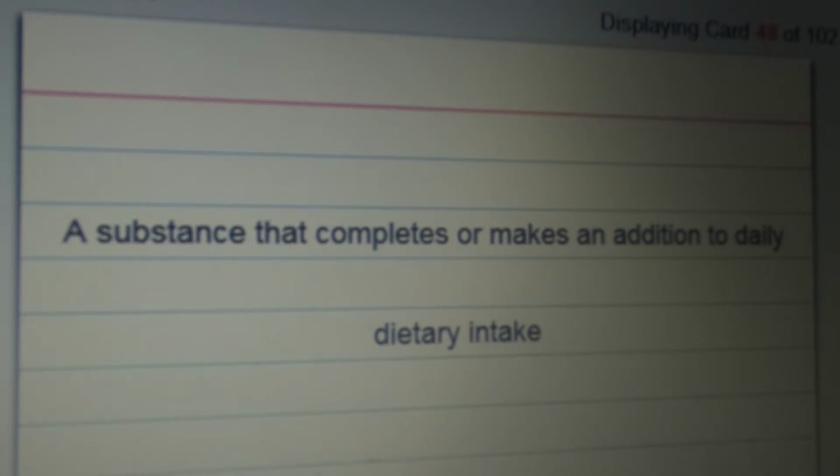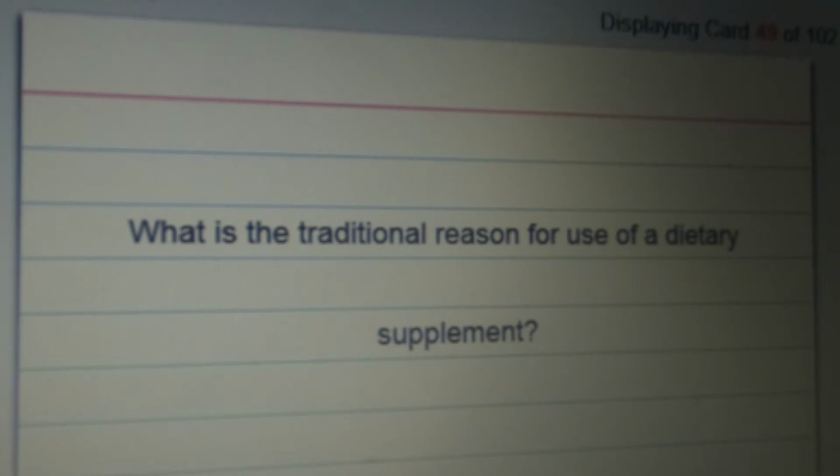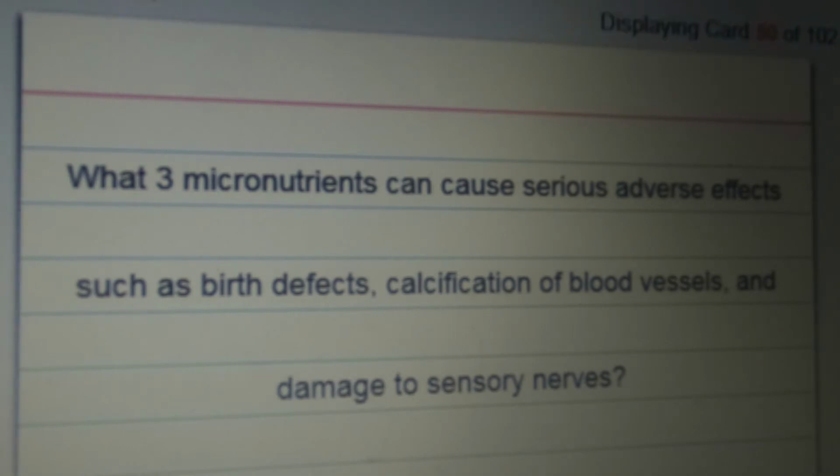A substance that completes or makes an addition to daily dietary intake. Dietary supplement. What is the traditional reason for use of a dietary supplement? To provide the body with nutrients that might not be adequately supplied by a diet. What three macronutrients can cause serious adverse effects such as birth defects, calcification of blood vessels, and damage to sensory nerves?